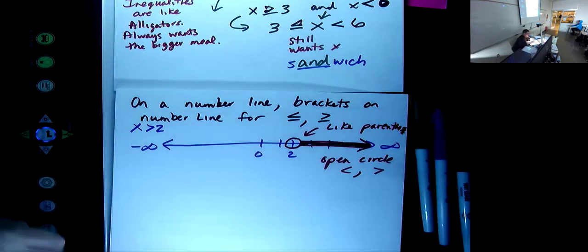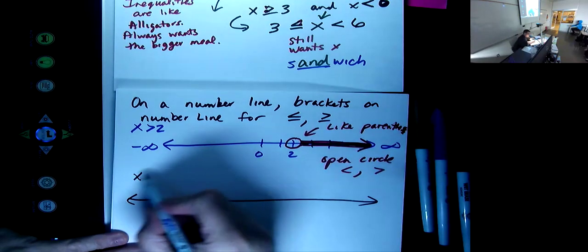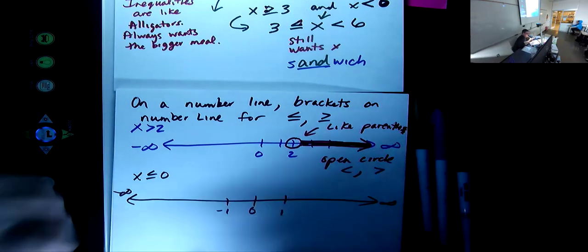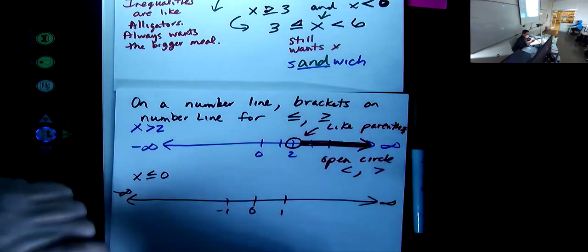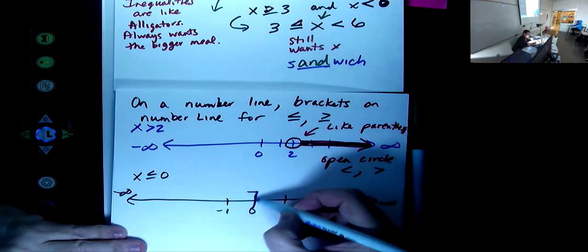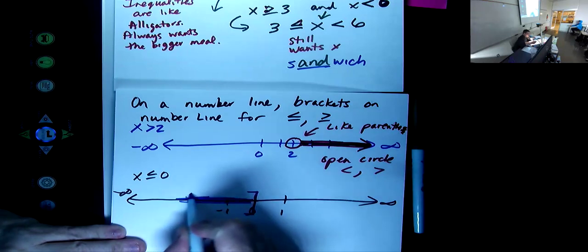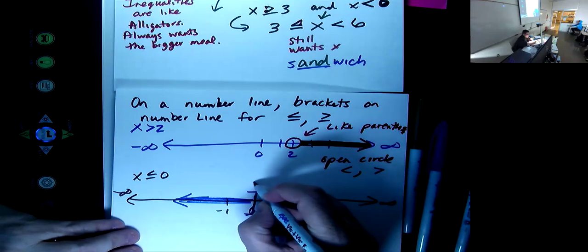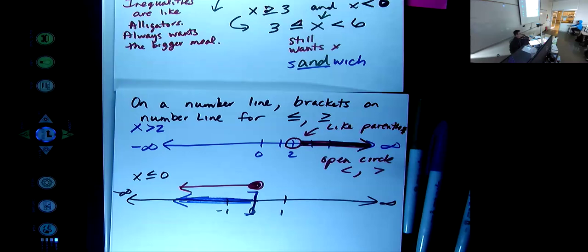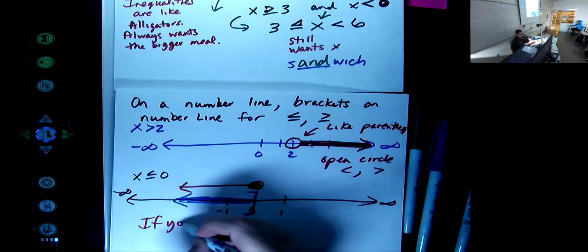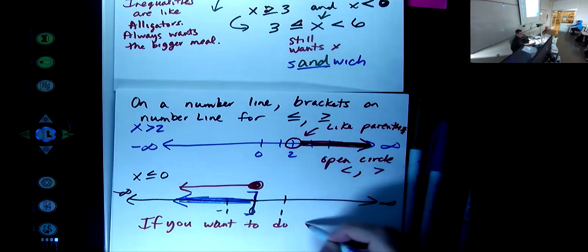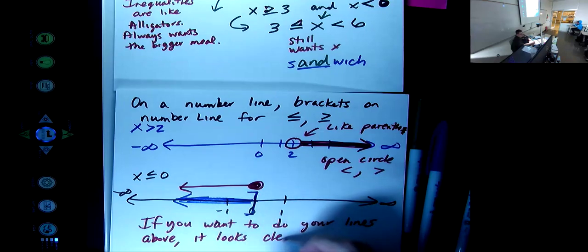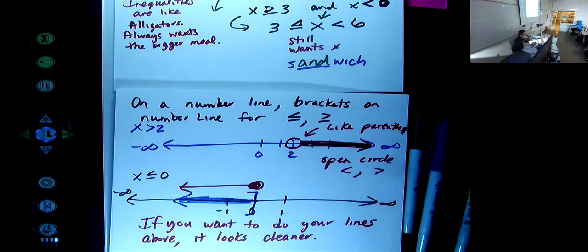And then if we look at x is less than or equal to 0, I just put it right in the middle. One way is doing that bracket thing. We want less than or equal to, so I'll use a bracket there and shade left. The equivalent in the open circle version, but with less than or equal to, is a solid point. In fact, if you want to do your lines above, it looks cleaner, it's easier to read. So I'll probably be doing most of that in later class.